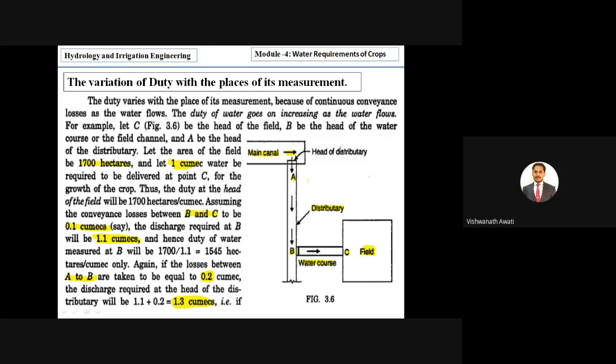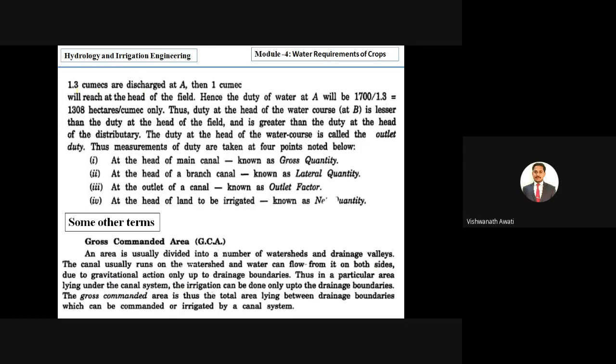So where we are measuring: in the place of A we are measuring, in the place of B we are measuring, in the place of C. C is actually what is required for the crop, right? So here 1 cumec is required, but we have to consider the losses. So 1.3 cumec of water is required to be released from the main canal for 1 cumec of water for the field, correct? Then it will reach the head of the field, right? Then 1 cumec will reach. If you release 1.3 cumec of water, then 1 cumec really comes to the field, then it is fulfilled, right?